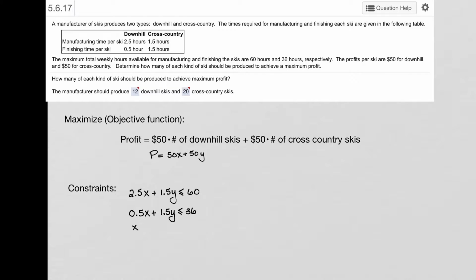Now we're also limited by the number of downhill skis and the number of cross-country skis in a way, because those both have to be positive. You can't have a negative number of skis. So x is greater than or equal to 0 and y is greater than or equal to 0. And you see that in just about every word problem, just because realistically you can't have a negative number of things. So we're going to take those constraints and we're going to graph them. We'll see that on the next screen.